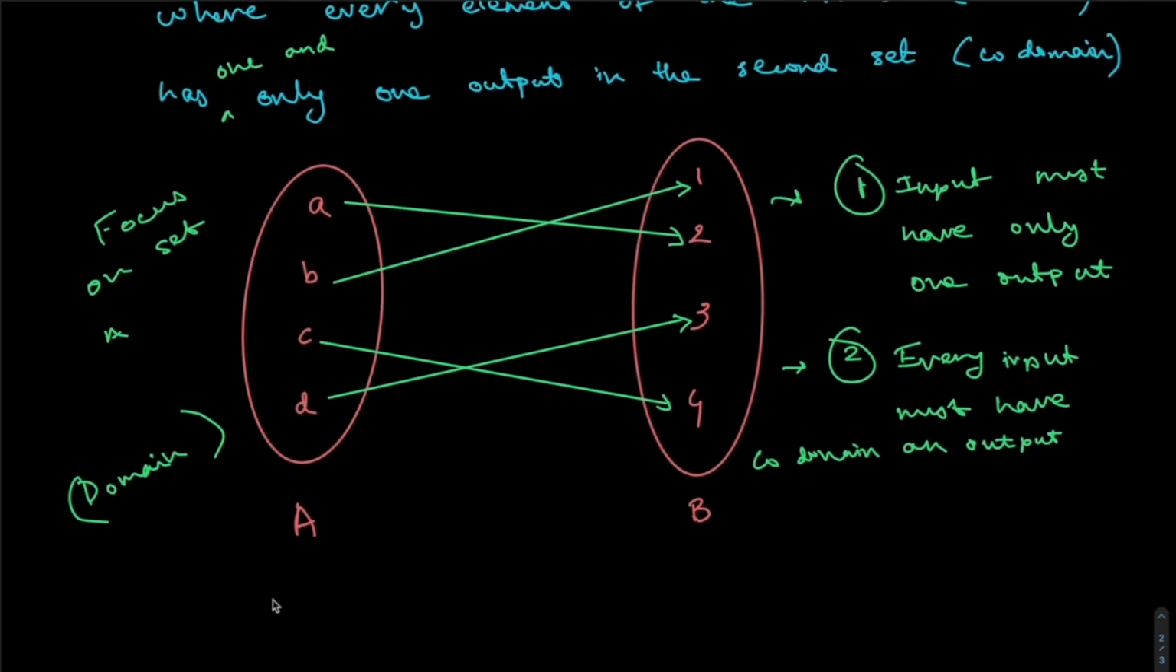So this relation is now a function. Now that we have explicitly seen the difference between a function and a relation, let's look at some key terminologies right here.